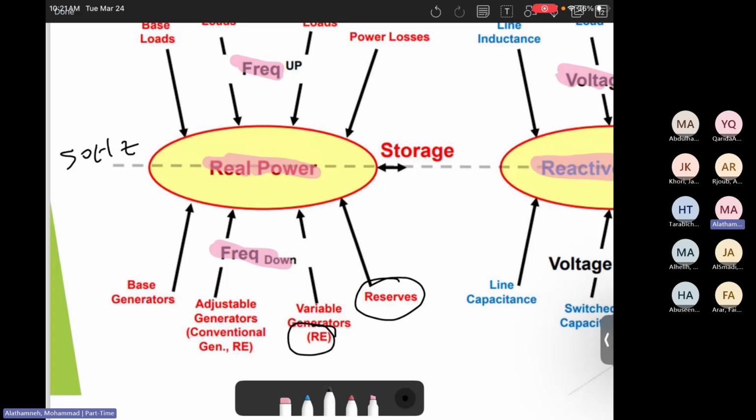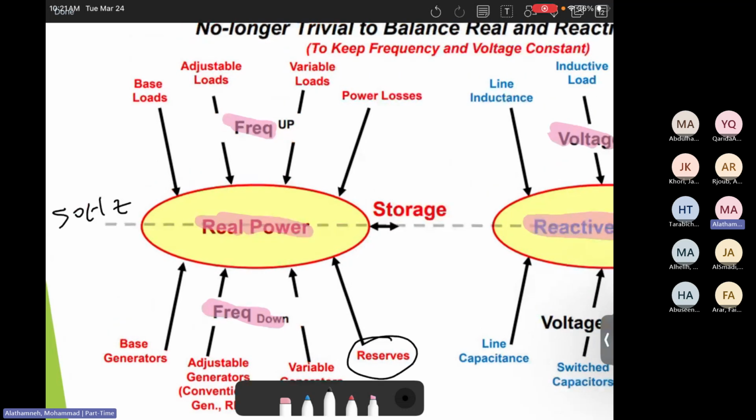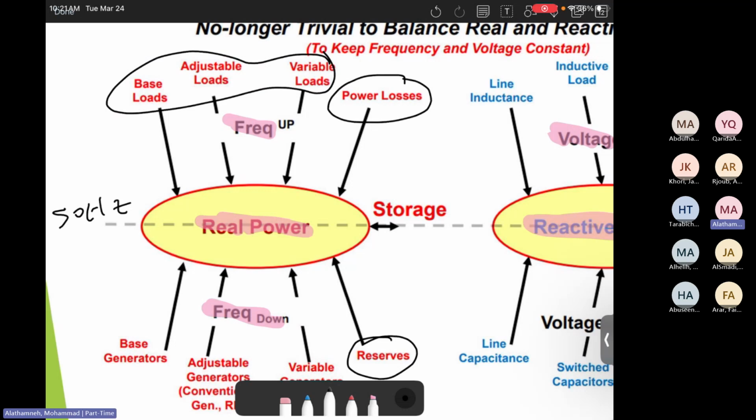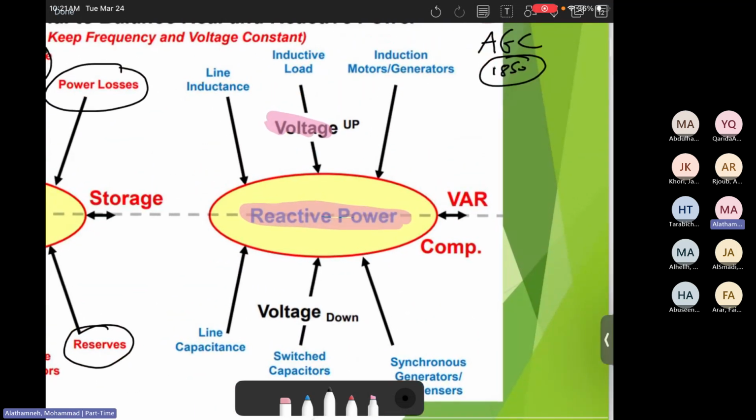Okay. However, the things that are lowering the frequency are adding loads, which are basically base loads, adjustable loads, variable loads, and the power losses. All of them are factors. Basically, the loads, including the losses, will make the real power go down. The other thing, the reactive power. What makes the reactive power go down is the load behavior.